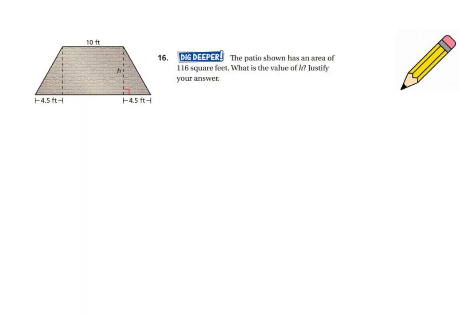For number 16, dig deeper. It says the patio shown has an area of 116 square feet. What is the value of H? Justify your answer. So here's what we know. We know the area is 116 square feet. To find the area of this shape, we are going to add base 1 plus base 2 divided by 2 times the height. And the height is what we currently do not know.